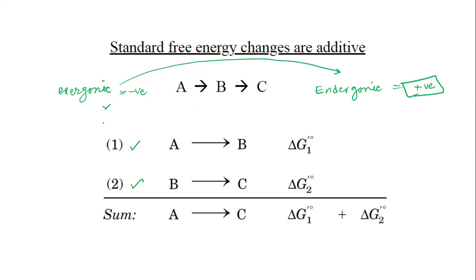So from this, we should keep in mind that delta G values of different chemical reactions can be additive. For example, if this is a half reaction in which A is being converted to B and then B is converted into C, the sum reaction in which A is converted into C will have a delta G value equal to the sum of these two delta G values. So delta G values of different chemical reactions which are coupled are additive.